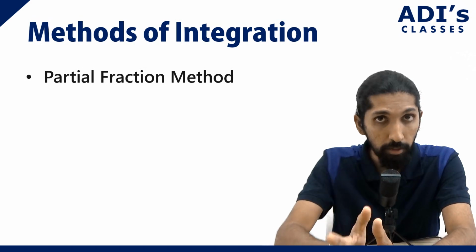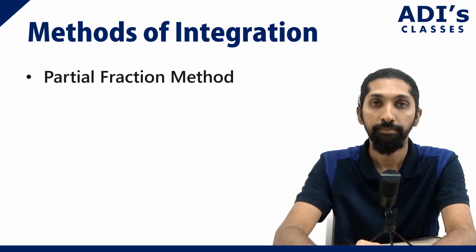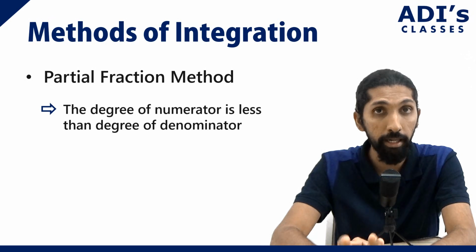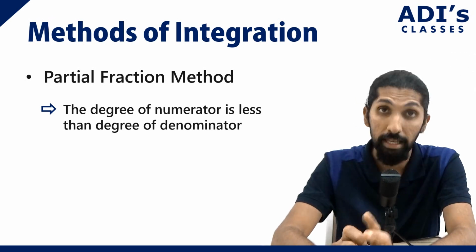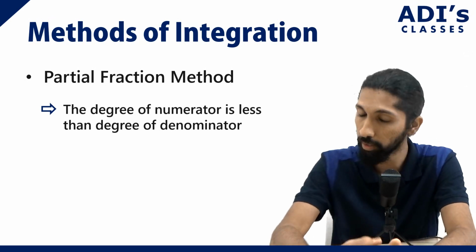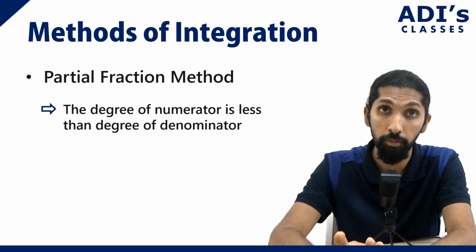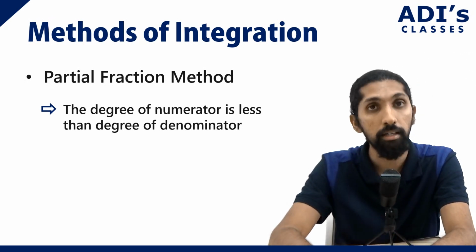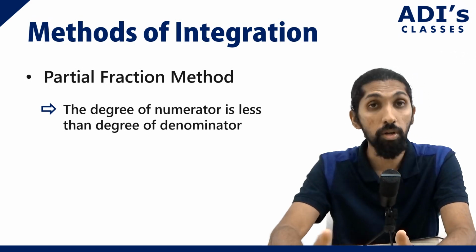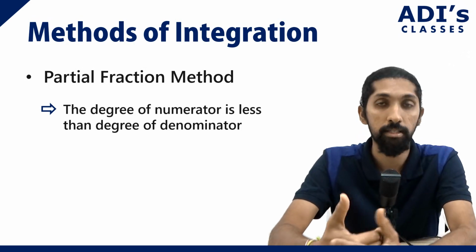Now, to use the partial fraction method, what you need to have is that the degree of the numerator should be less than the degree of the denominator. It can be equal also, where you can do just long division and get it done. But you have to have the degree of numerator lesser than the degree of the denominator. Correct? Since you have this particular combination, what were we doing? You used to have different cases, correct?